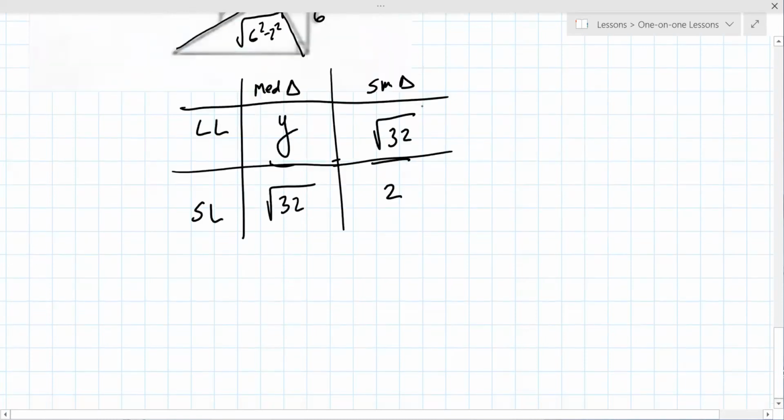So you diagonally multiply here: 2y equals the square root of 32 times the square root of 32, which is the square root of 32 squared, which is 32. The square root of a times the square root of a equals a. So y equals 16.